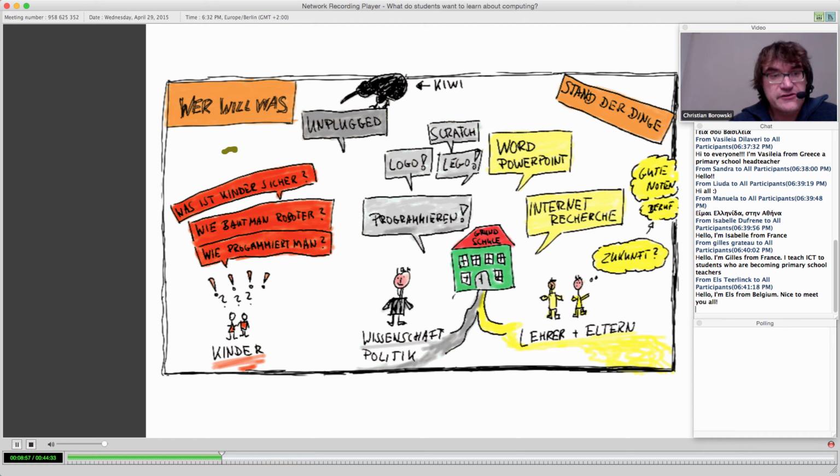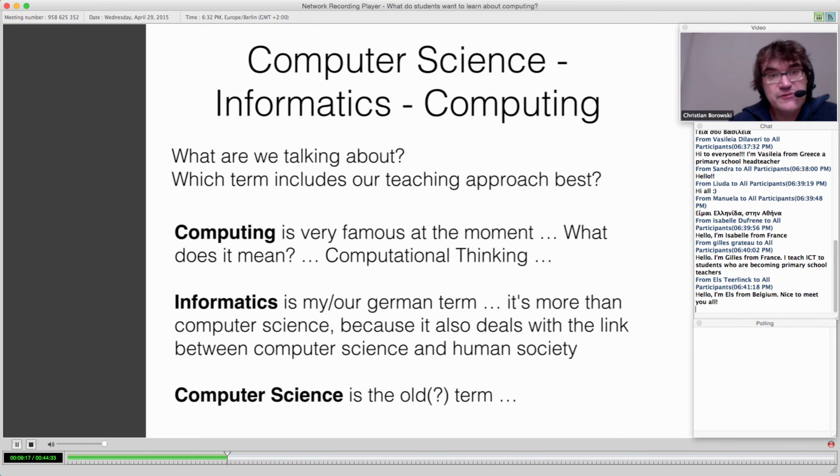And there are the students, and the students may have different questions. And I'm focused on the students. That's, for me, the way to get into the world of informatics or into the lessons. Okay, let's talk a little bit about some different terms. Computing is famous. We will look later at the computing term and look to England. They use computing at the moment, and there you can see what computing means.